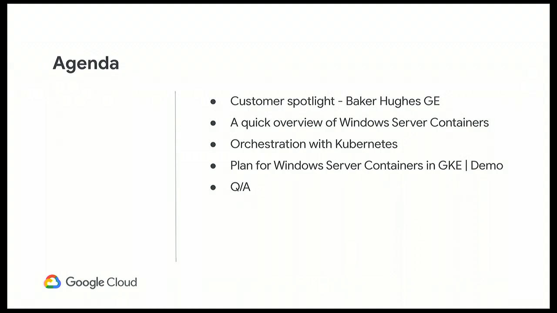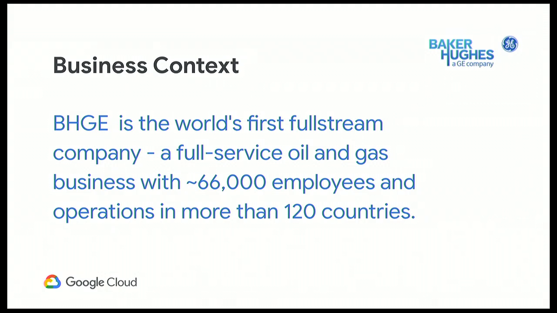Thank you, Venkat. And I really appreciate the fact that you're letting me speak first. As GCP traditionally does, they put their customers first. So just to give a little bit of business context, BHGE is the world's first full-stream company. That means a full-service oil and gas business. We have about 66,000 employees and operations in more than 120 countries.